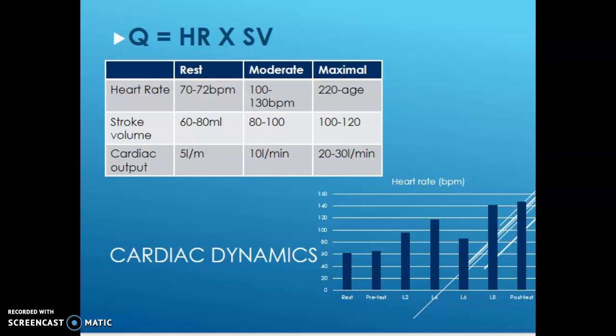For example, heart rate at rest would be around 70 to 72 beats per minute, whereas if you were working at maximal exercise, heart rate would be 220 minus your age. Similarly with stroke volume, at rest it's around 60 to 80 millilitres. During maximal exercise it rises to 100 to 120.